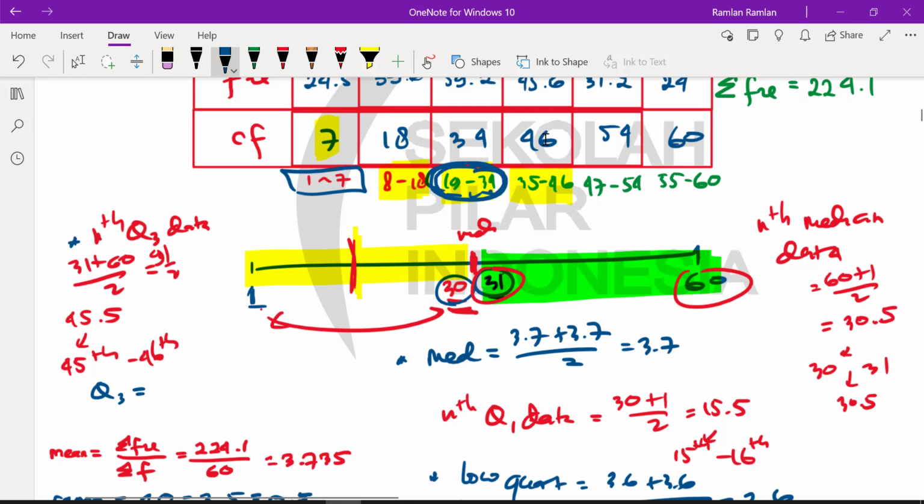So the upper quartile, I'm going to write down Q3. There'll be 3.8 plus 3.8 divided by 2, and there'll be 3.8.